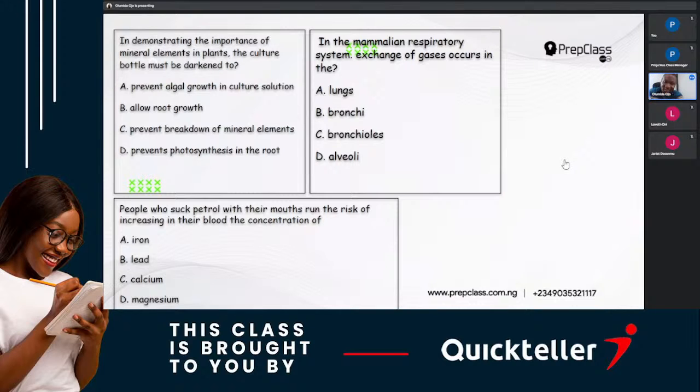So the answer is D. In the mammalian respiratory system, exchange of gases occurs in the alveoli. Thank you. Next question.